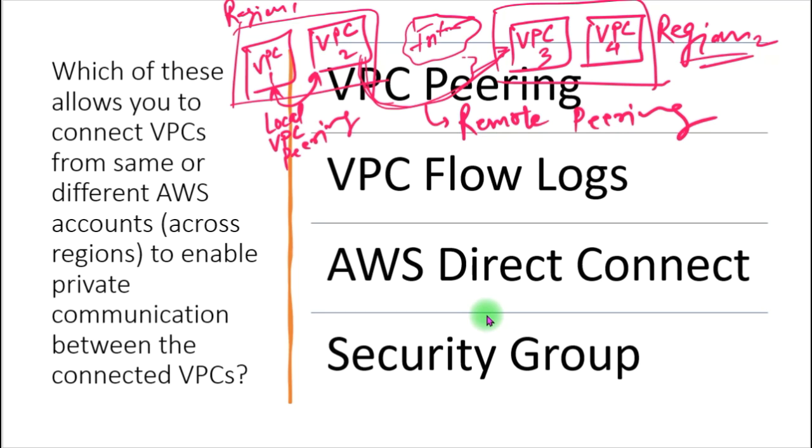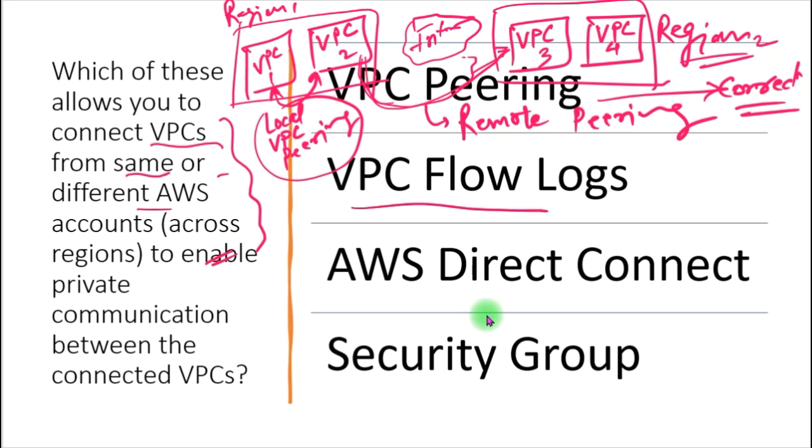So in this question, what they are asking is which service allows us to connect VPCs from the same or different. They are talking about in common. It can be the same VPC, or it can be from different regions. So this service is known as VPC peering. Our answer for this question will be this one, the correct answer.